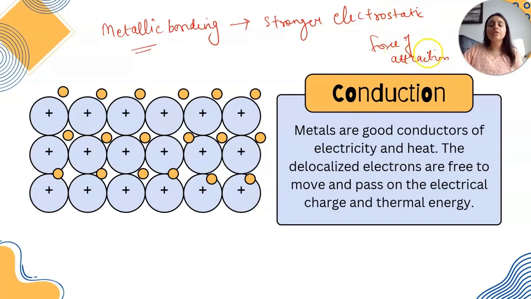How does conduction come about? Conduction means flow of charges, right? Because of the delocalized electrons, the valence electrons which are not held up by the nucleus of the element or the metal, they are just wandering here and there. They show movement, and this movement leads to conductivity, electrical conductivity.